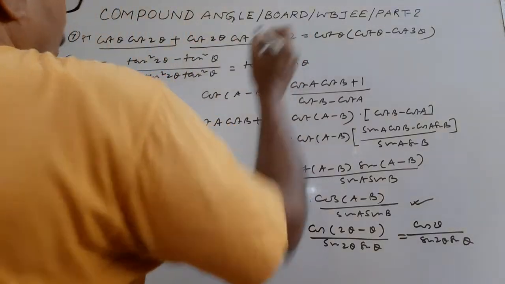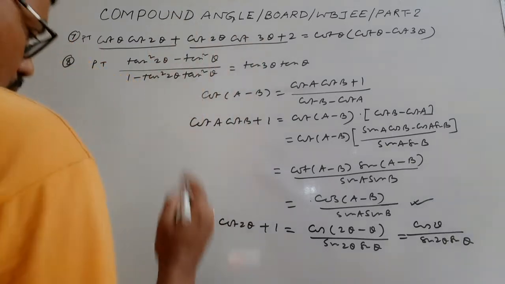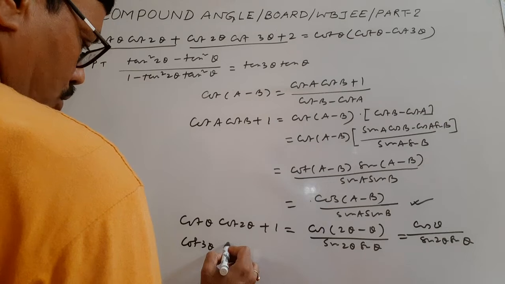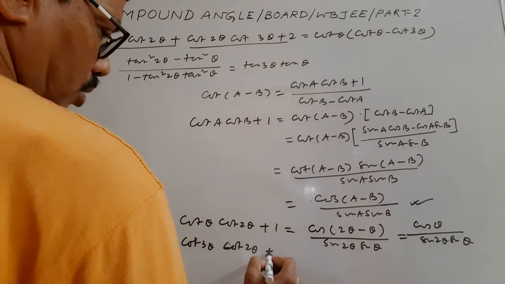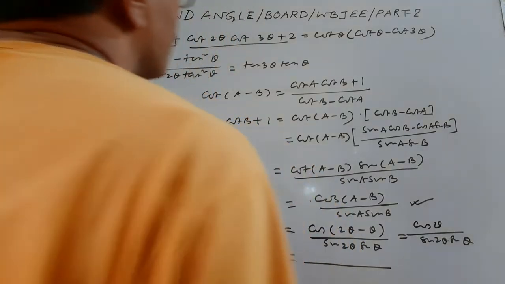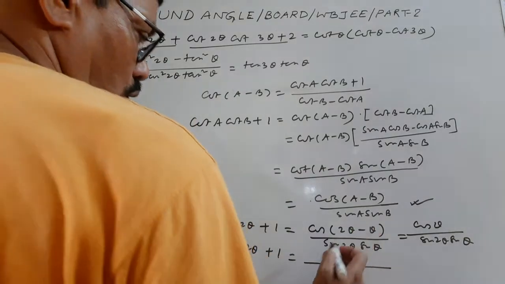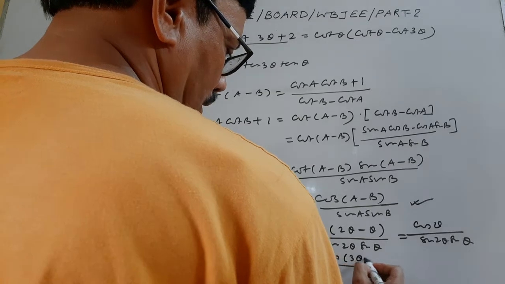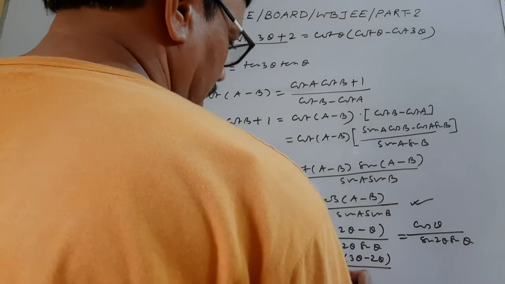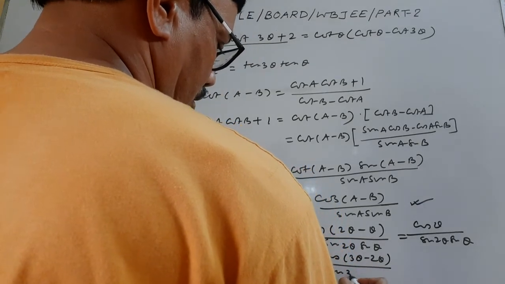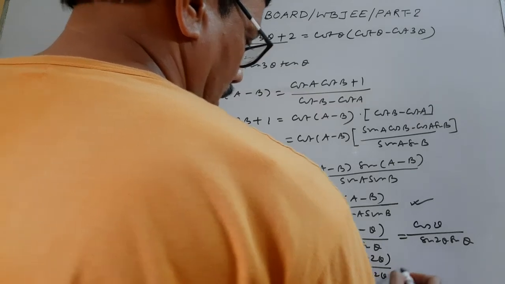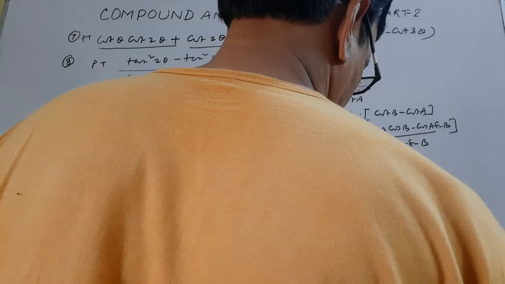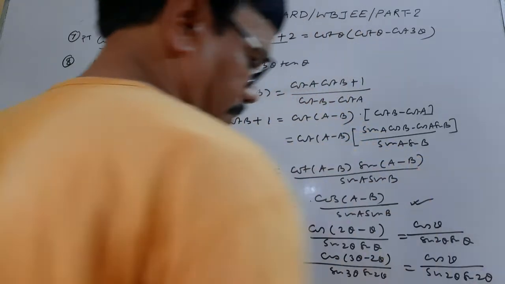Now put A equals 3 theta, B equals 2 theta. So cot 3 theta into cot 2 theta plus 1 equals cos(3 theta minus 2 theta) by sin 3 theta sin 2 theta. So cos theta by sin 3 theta into sin 2 theta.